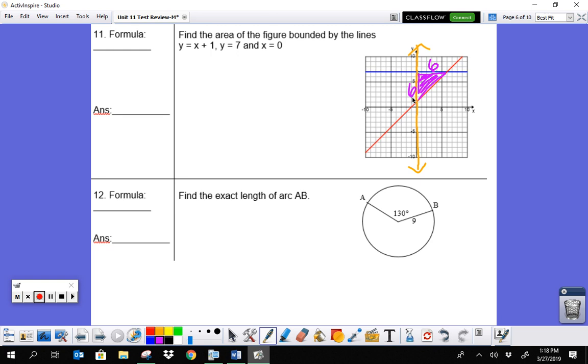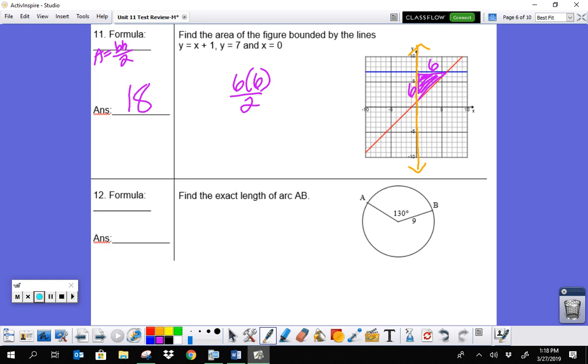So the formula for area of a triangle is base times height over 2. So here my base is 6, my height is 6, and I'm going to divide it by 2. So 6 times 6 is 36, divided by 2 is 18.